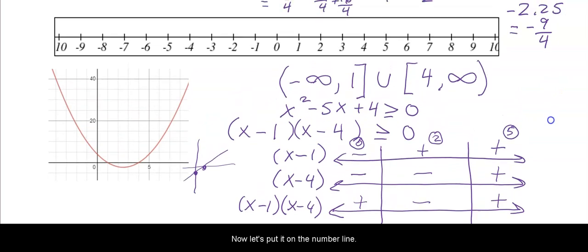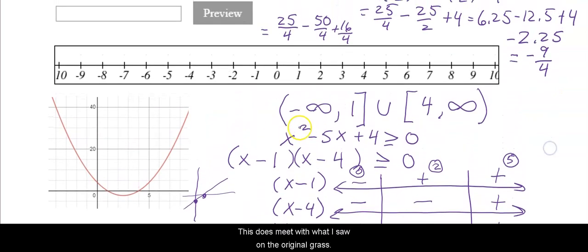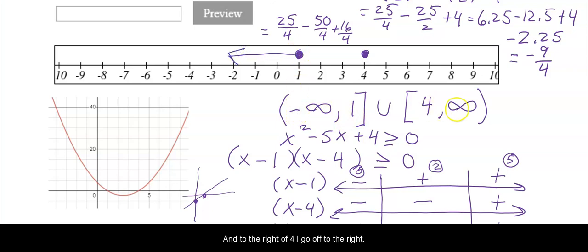Now let's put it on the number line. This does meet with what I saw on the original graph. On the number line, I will have a solid filled-in ball at 1 to represent the square bracket, and a solid filled-in ball at 4 to represent the square bracket. To show it goes to the left of 1, I go off to the left, and to the right of 4, I go off to the right.